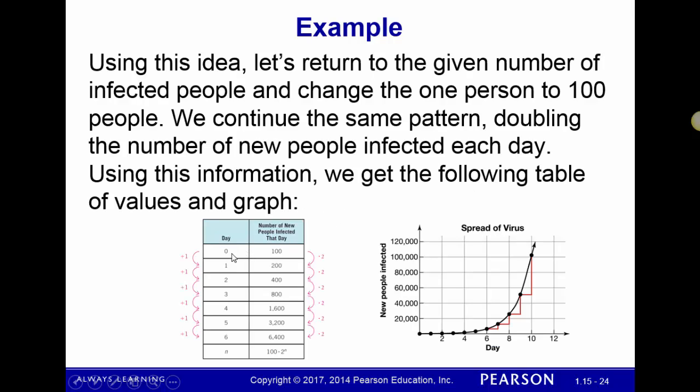in a table. So on day 0, let's scale it up to 100 people. We have 100 people. Each of them infects 2 people, so we're going to multiply by 2, multiply by 2, multiply by 2, and so forth down the table. And in a minute we'll talk about this general form here. And look at the graph. It's not a straight line. It starts off very slowly, and then once it takes off, it really increases quickly.